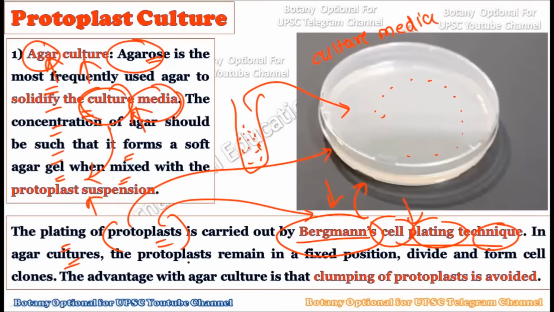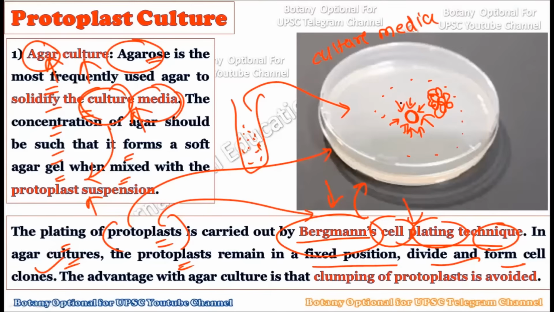Now, in agar cultures, the protoplasts remain in a fixed position, divide and form cell clones. Once the protoplast is placed on the agar gel, it will remain there firmly, because it is attached to the media. From this media, various kinds of nutrition, for example vitamins, minerals, and hormones, get absorbed by the protoplasts, and these protoplasts slowly get converted into small colonies like this. It will divide and redivide to create many cells.